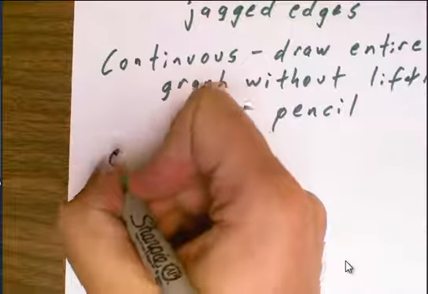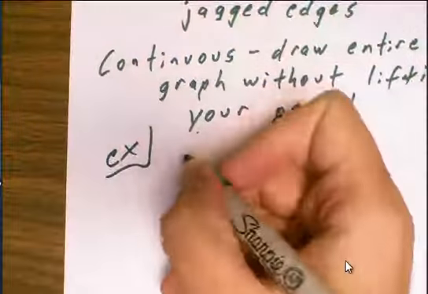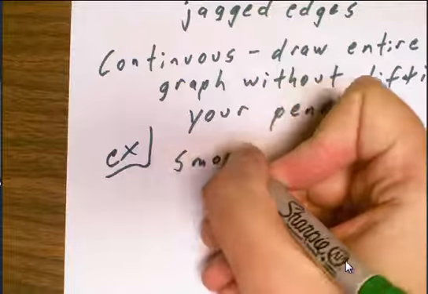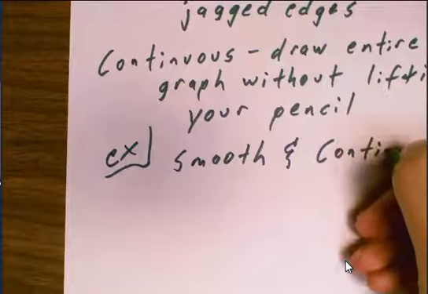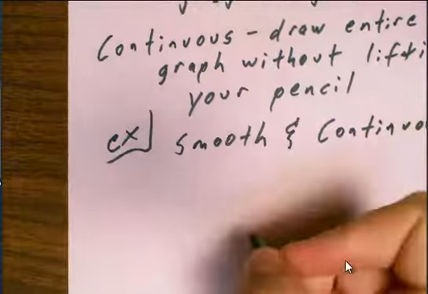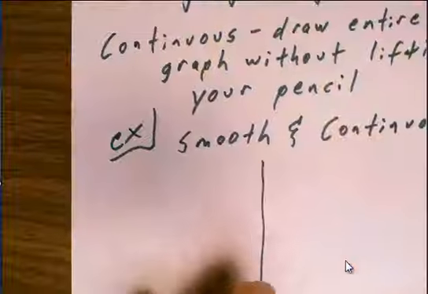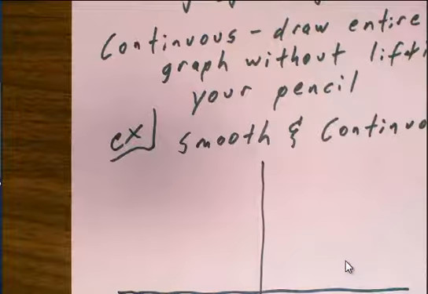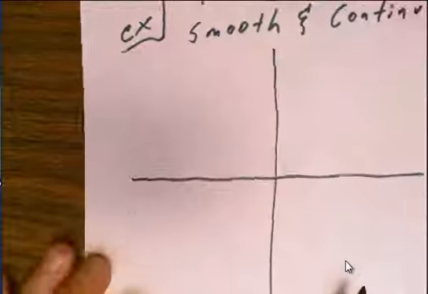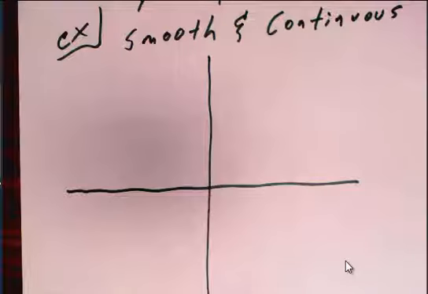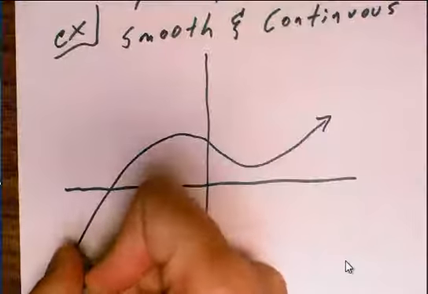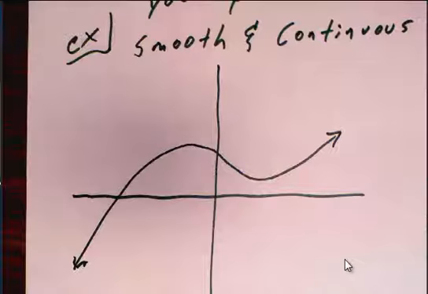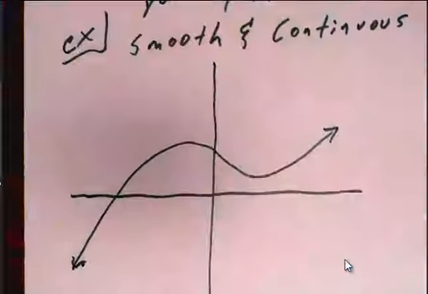So let me give an example. An example of something smooth and continuous is the kind of stuff we've seen. If we have some kind of input, output thing going, smooth and continuous, it's just something like that. Smooth, continuous. There's no sharp turns, no jagged edges, and I can draw the whole thing without lifting my pencil.